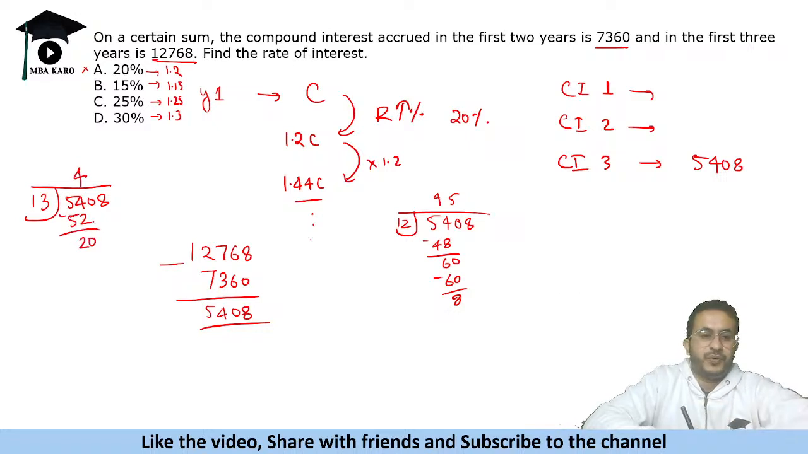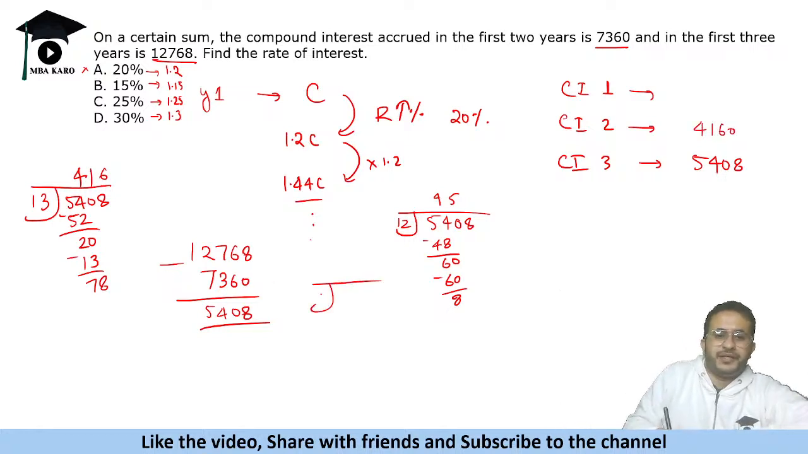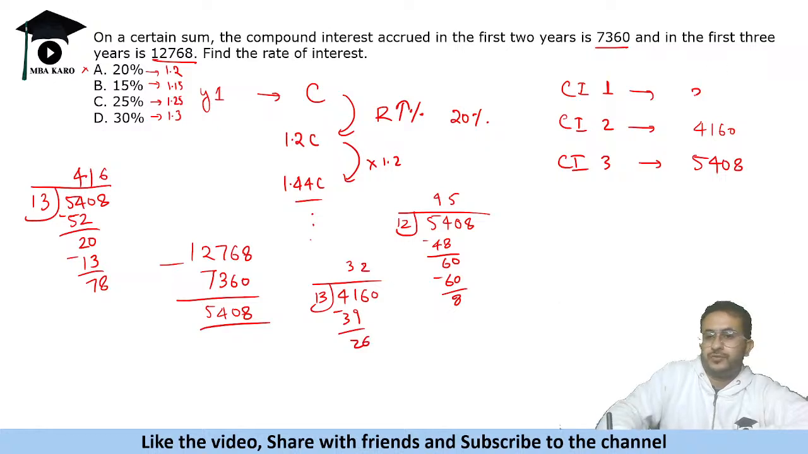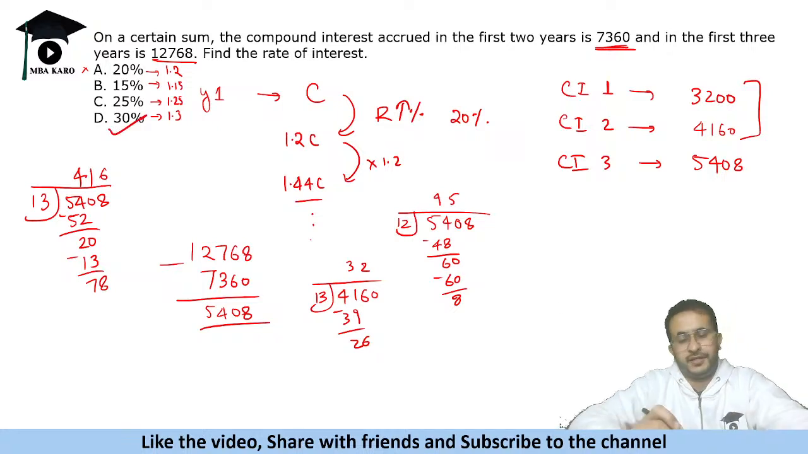Then we get 2, 21 and 416. So it must be 4160. Okay. अब 416 को भी एक बार ट्राई कर लेते हैं. 4160 को 13 3 39 2 26. So 3 2. So this will be 3200. अब इन दोनों को ऐड करके भी देख लो. You get 7360. So that means the rate of interest is 30%.